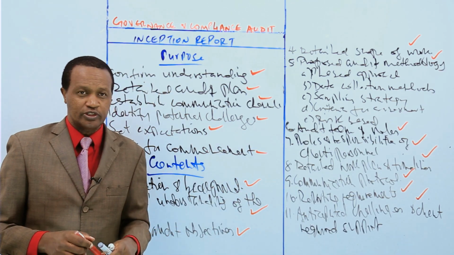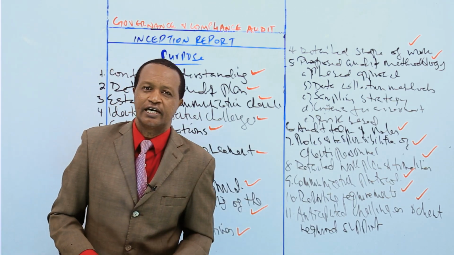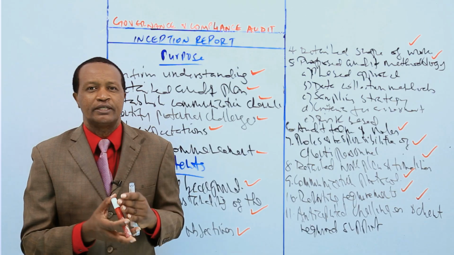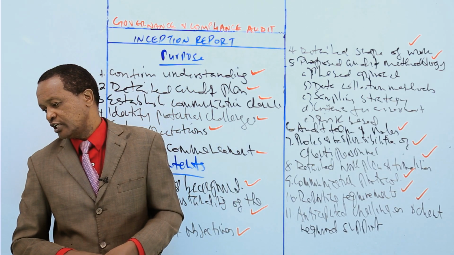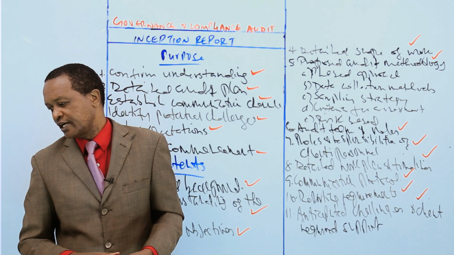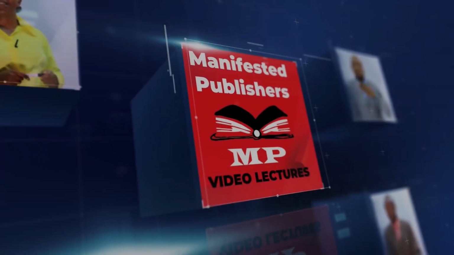That's the end of today's lesson and the end of the topic on engagement and appointment. Thank you. In our next session, we are going to begin our next lesson and chapter, which is planning for governance and compliance audits.